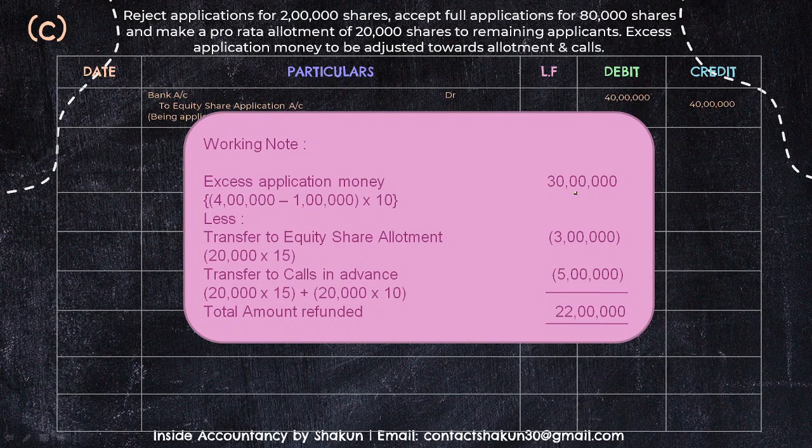Excess application money was 30 lakh. We transferred to equity share allotment since pro-rata was made to 20,000 shares. So 20,000 into 15, that is 3 lakh. And to calls, 20,000 into the first call, 20,000 into the final call. So total 5 lakh, and 22 lakh is the total amount that has been refunded if you want to do it directly. See, this may seem very easy, but if you do it directly, a lot of errors may be committed by the children. So again, do it with the table initially.